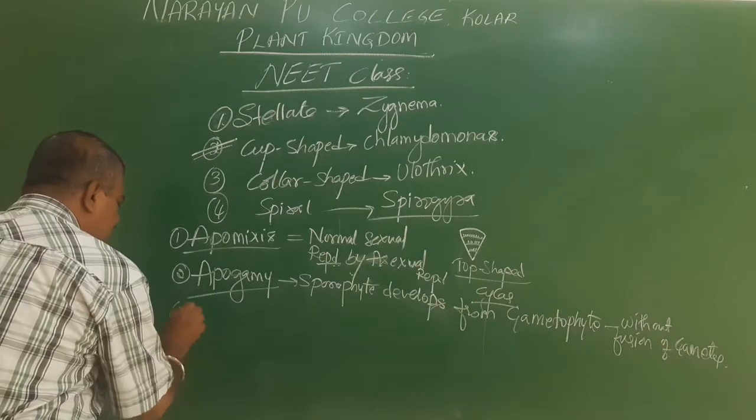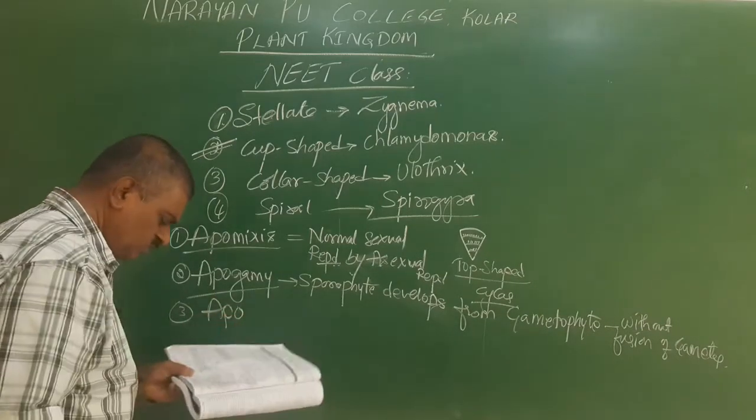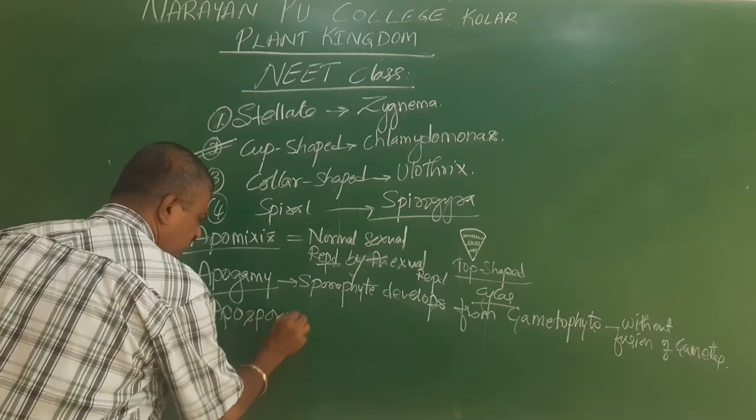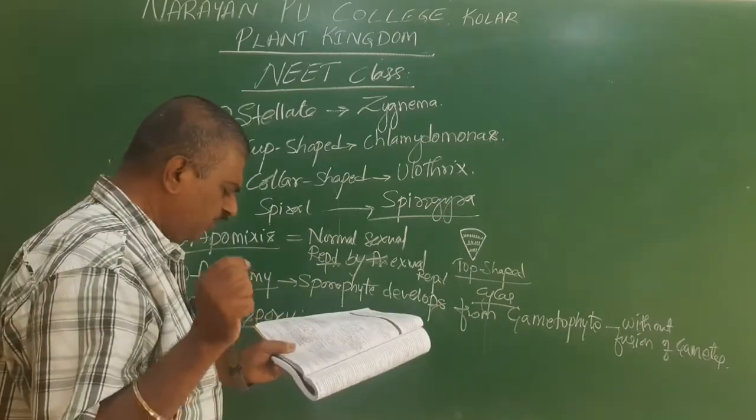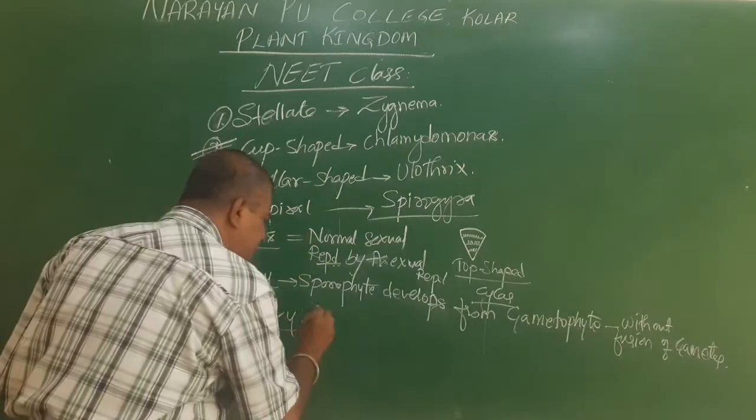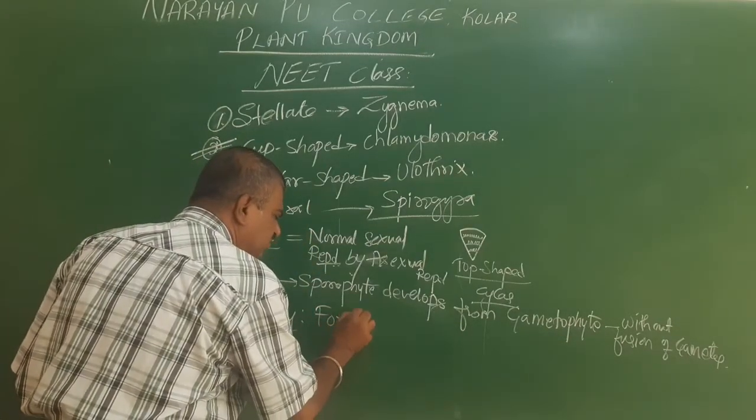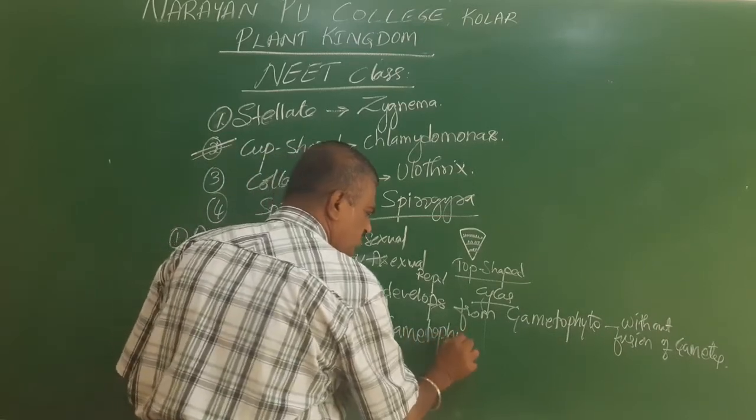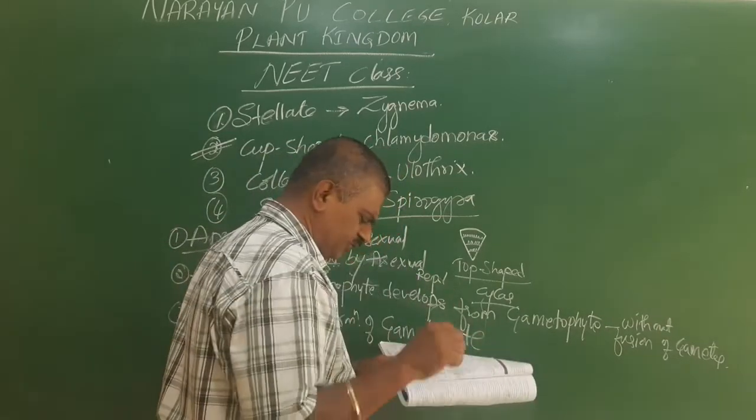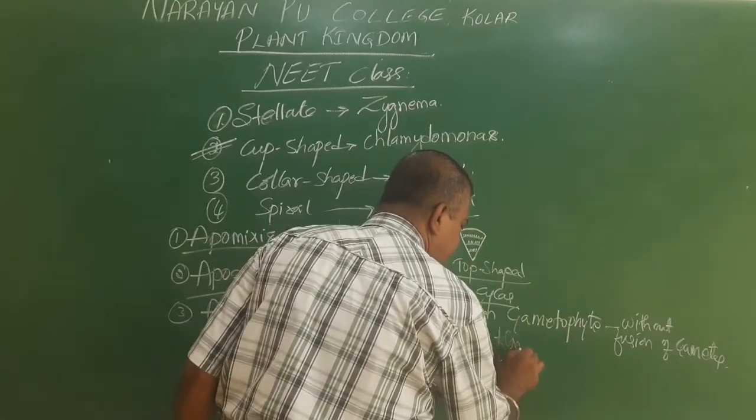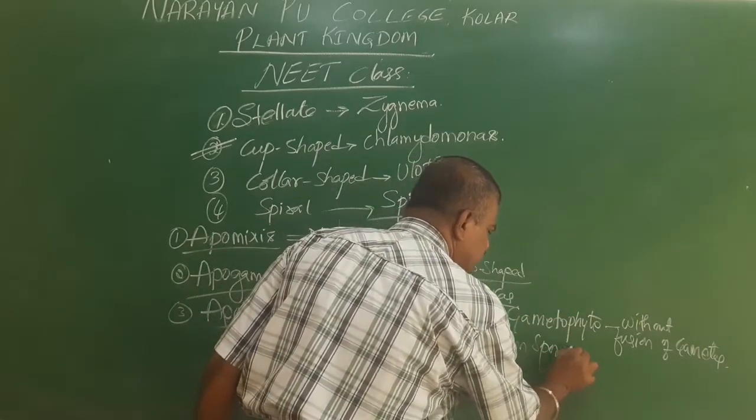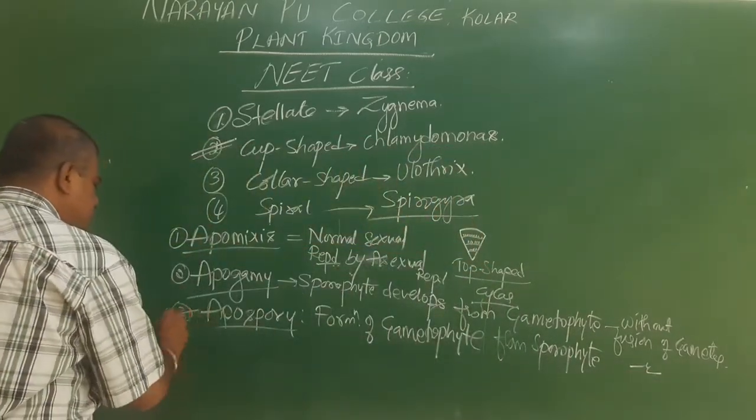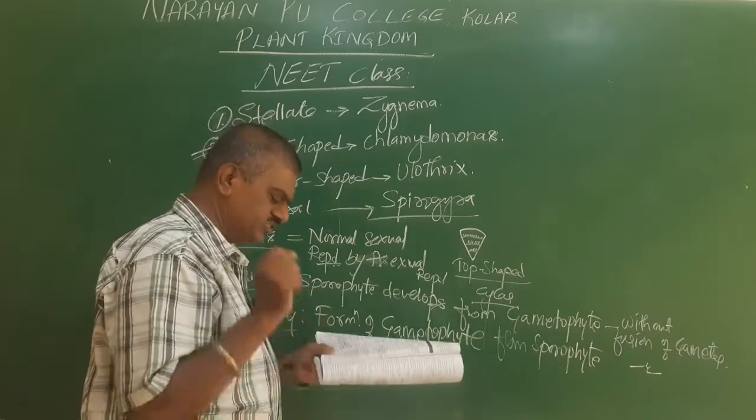The third one is called apospory. In apospory, there is formation of gametophyte from sporophyte without the fusion of gametes. So this is the right answer.